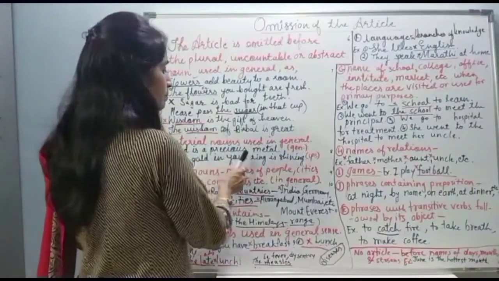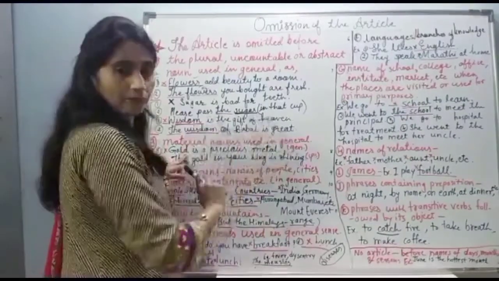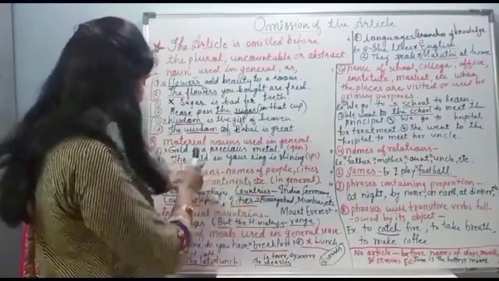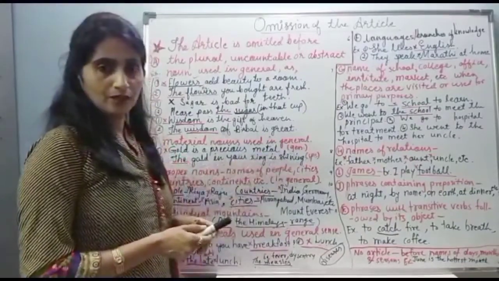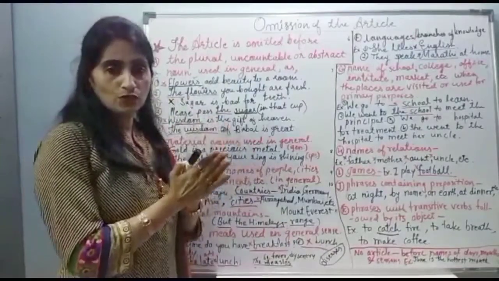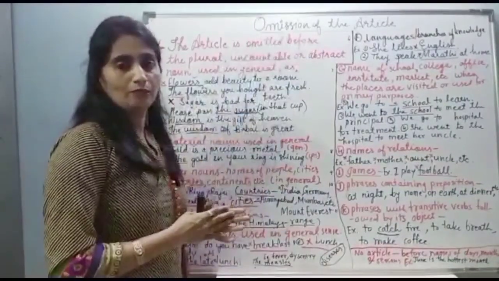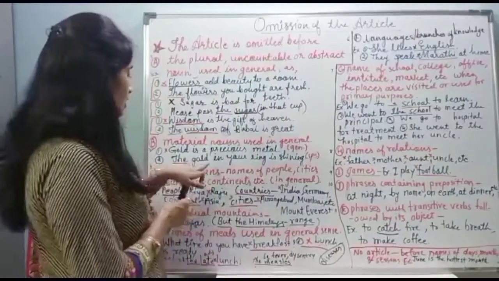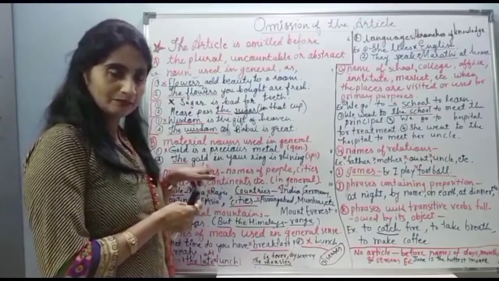Number 1, gold is a precious metal. In this sentence, gold is used in general, and so there is no article before it. Now see the second sentence. The gold in your ring is shining. We are talking here about specific gold, particular gold. Which gold? The gold which is there in your ring, that is shining. We are talking about that gold, and that's why the article the is used here before this material noun. Is this clear?